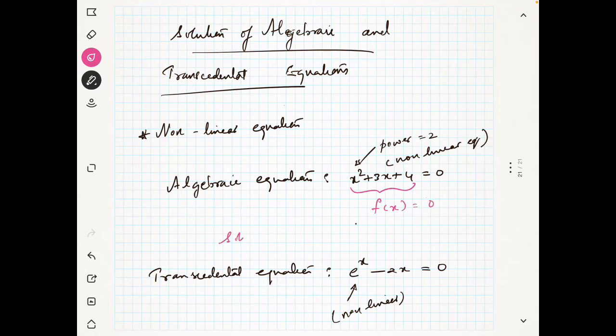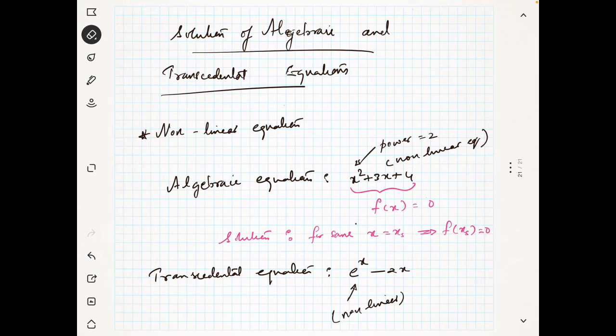Then what do you mean by the solution? Solution means that for some value of x which is equal to xs, this equation f of xs will be equal to 0. It will be satisfied. Okay. So in general, I can write an algebraic equation like this, and finding the solution means that I will put f of x is equal to 0, and we will find what is that value of x which makes f of x equal to 0.